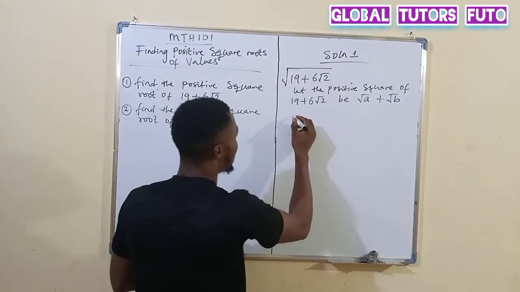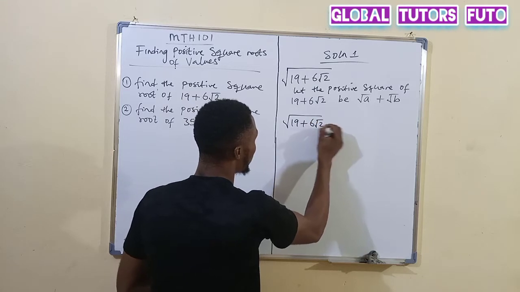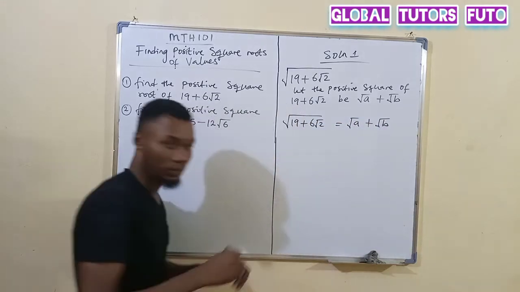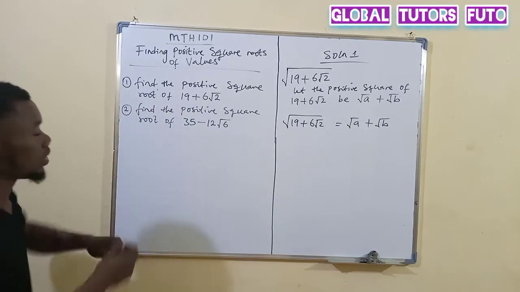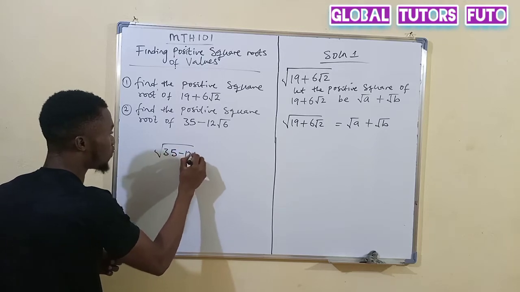So it implies that square root of 19 plus 6 root 2 will now be equal to root a plus root b. So for this one, if I'm solving this one now, positive square root of this will be positive square root of 35 minus 12 root 6.